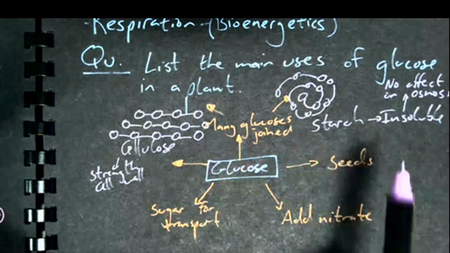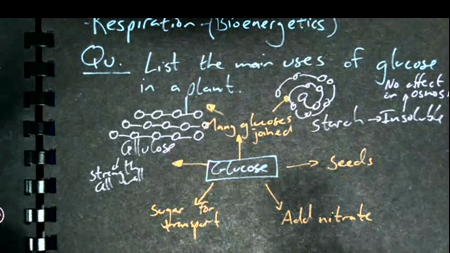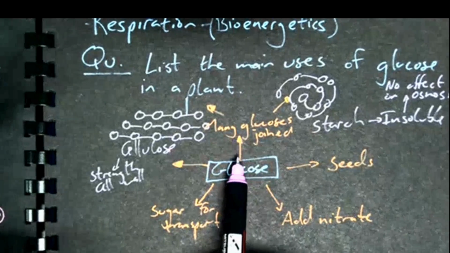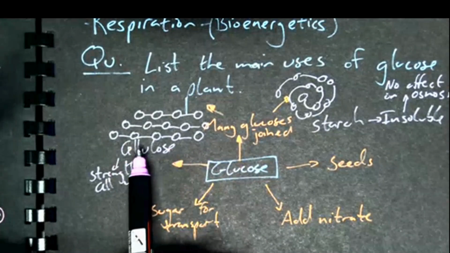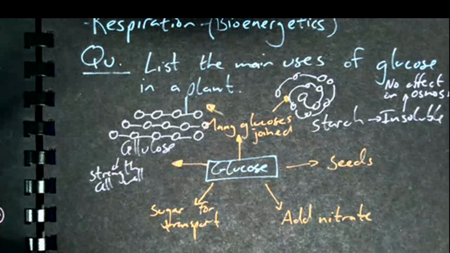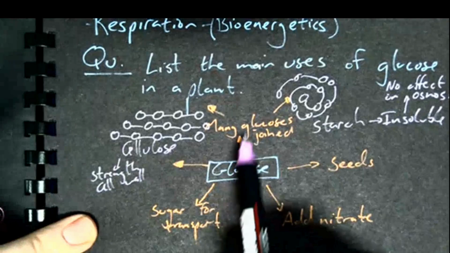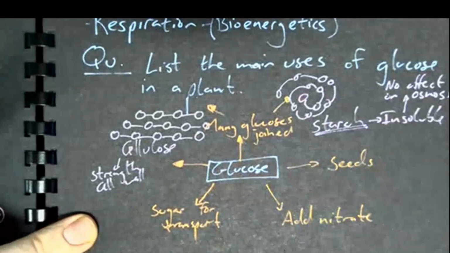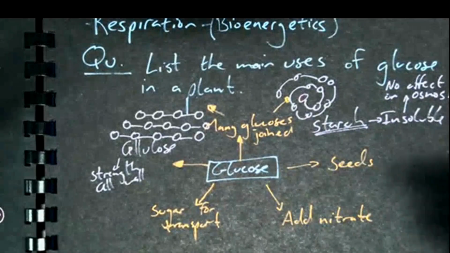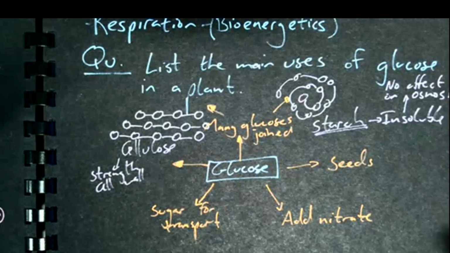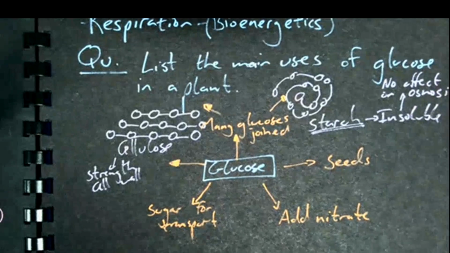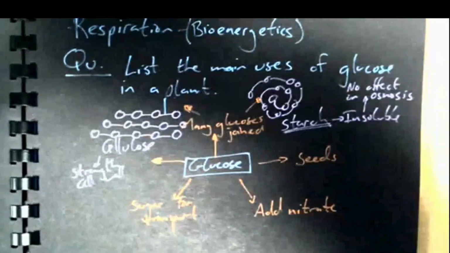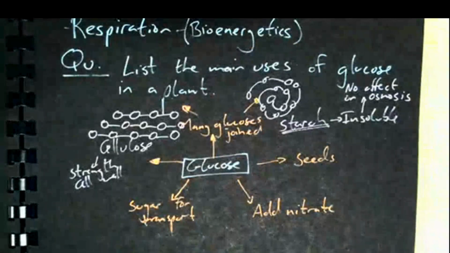So we're currently just going through the main uses of glucose in plants. So at the moment, if we join lots of glucoses together, the plant can build cellulose, and that cellulose can be used to make a cell wall. If we join them together and make a different structure, and that other structure is starch, well, that's the storage molecule that then can be stored within the cells without actually having any impact on osmosis, because it's not soluble, it's not going to dissolve.